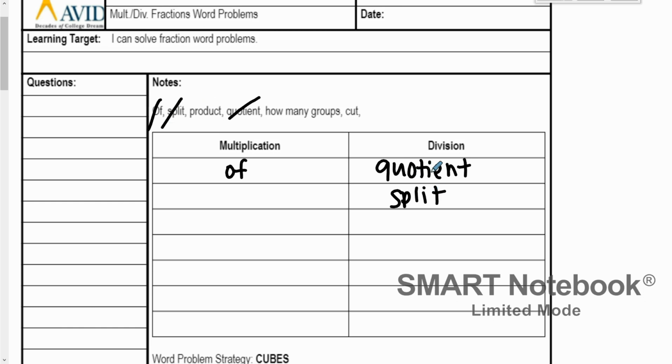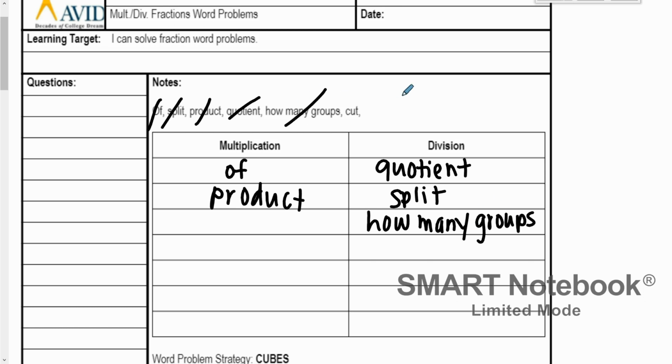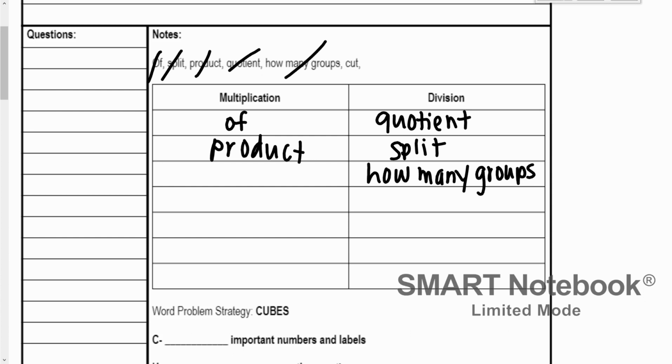Product. So quotient is the answer to a division problem. Product is the answer to multiplication. How many groups? So if your question asks how many groups would there be after splitting something up, that's again going to be division. And then if you are cutting something up, you're dividing it or splitting it into pieces. So that is going to be division as well.